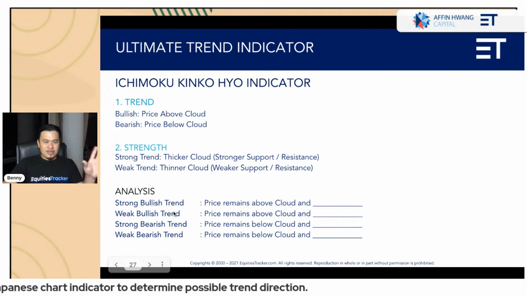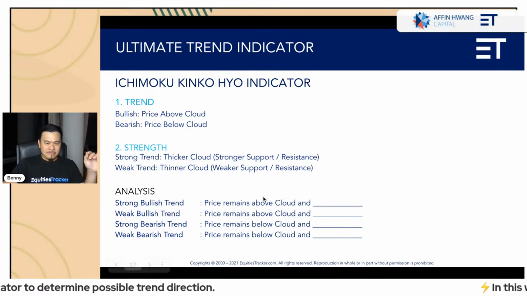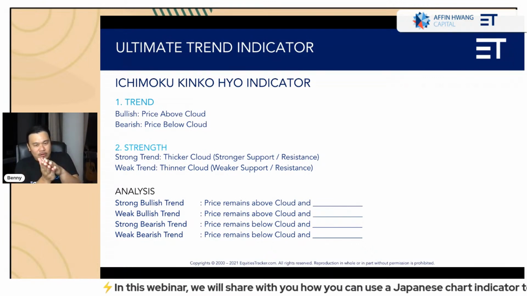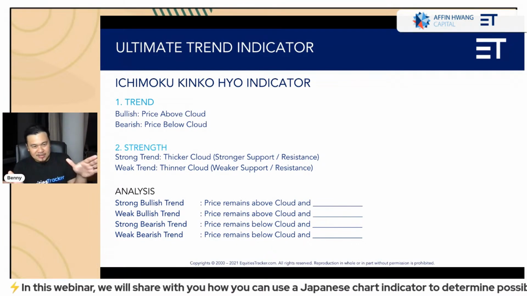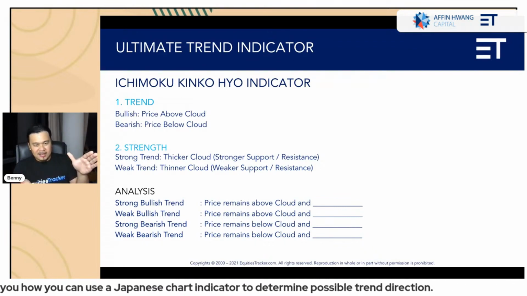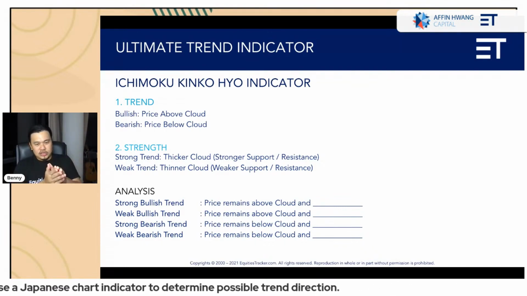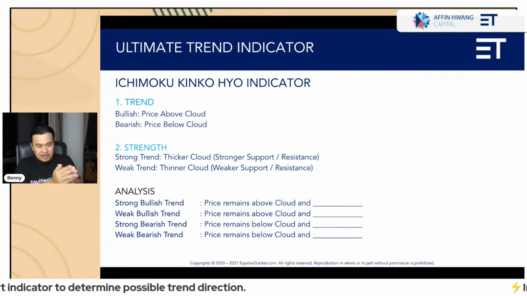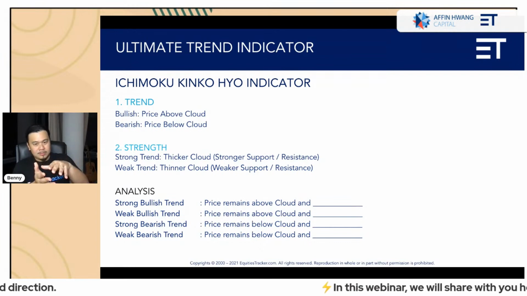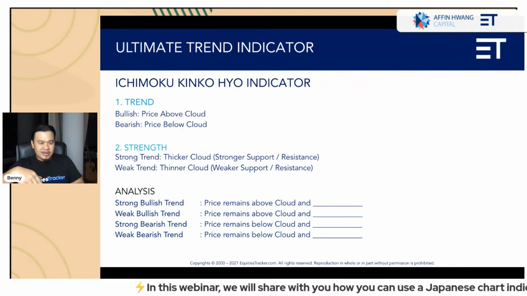Okay, so number one, bullish means price has to be above the cloud. And strong means the cloud has to be expanding. So price remains above the cloud and the cloud is expanding. That's a strong bullish trend. A weak bullish trend is when the price is still above the cloud because it's bullish, but the cloud is getting narrower.